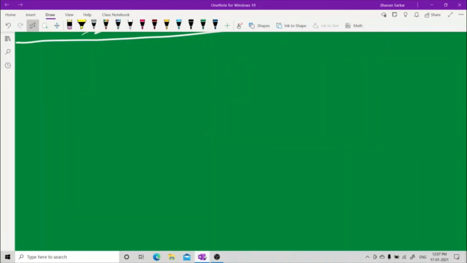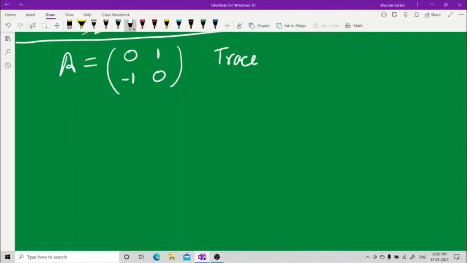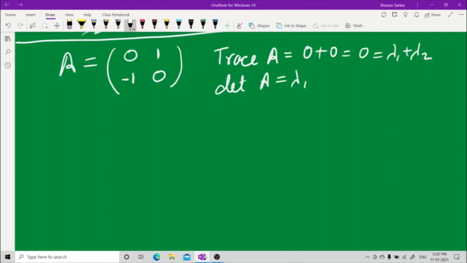Another matrix, let us say A, with 0, 1, 1, minus 1 and 0. Now we try to find the eigenvalues of this matrix. See, the trace of A here is 0 plus 0, which is 0. That is equal to lambda 1 plus lambda 2. And the determinant of A is lambda 1 lambda 2, and this is nothing but plus 1.